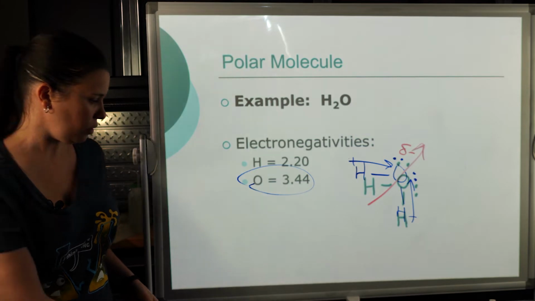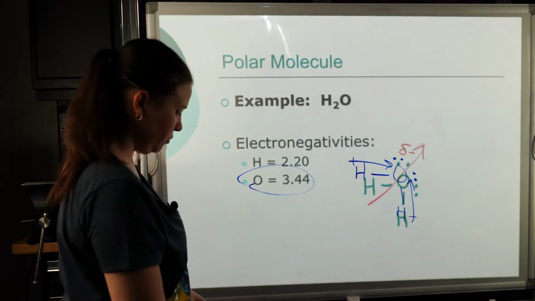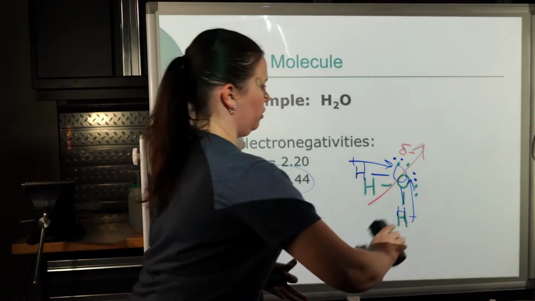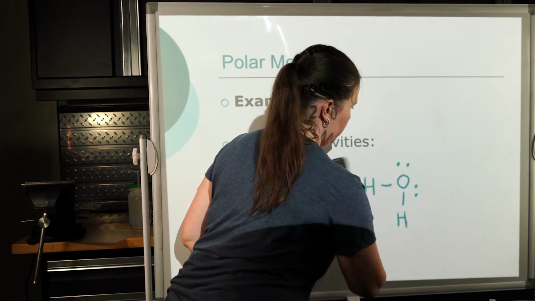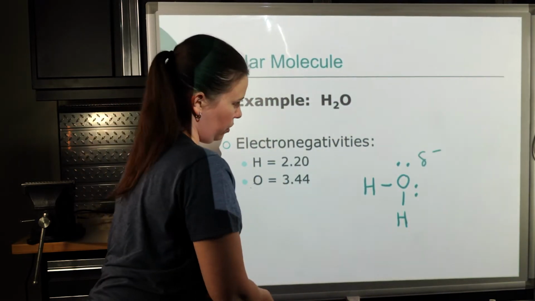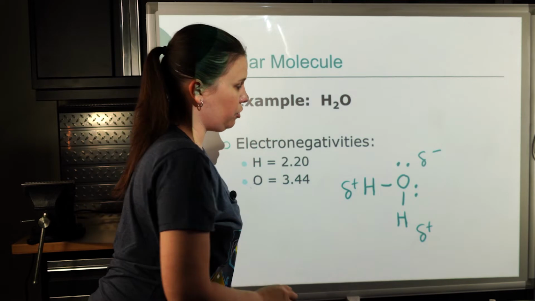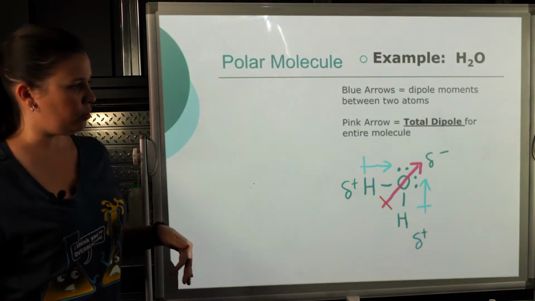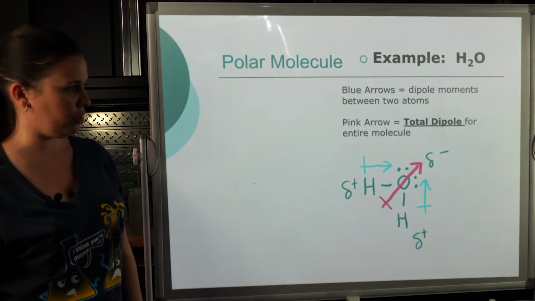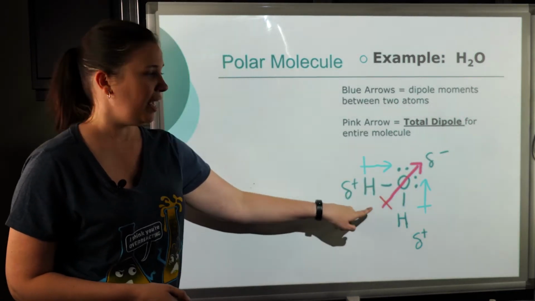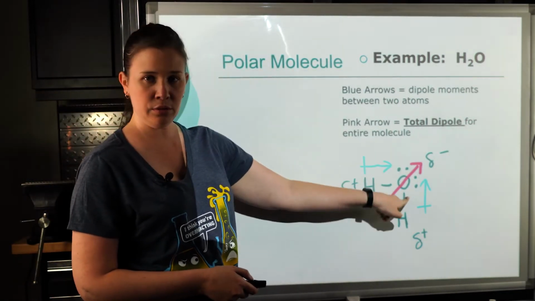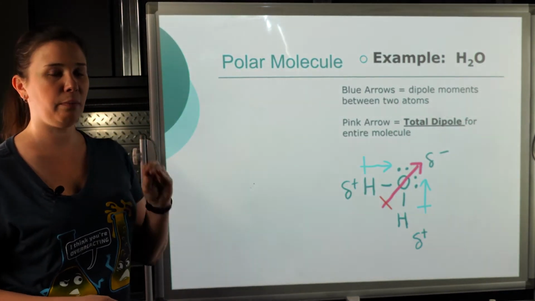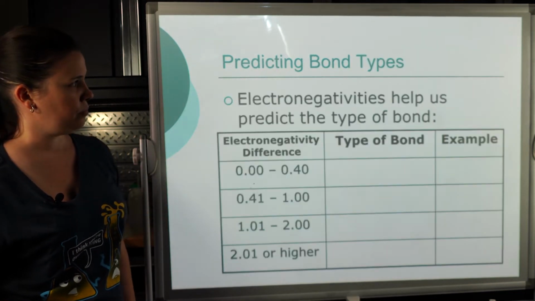So I lost my eraser. There we go. We got our partially negative and partially positive bonds, but then the overall molecule has that partial negative, this total dipole. If you have a total dipole, then the molecule is polar. That is what makes the molecule polar.